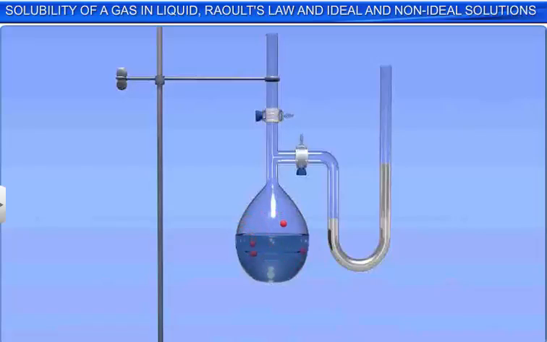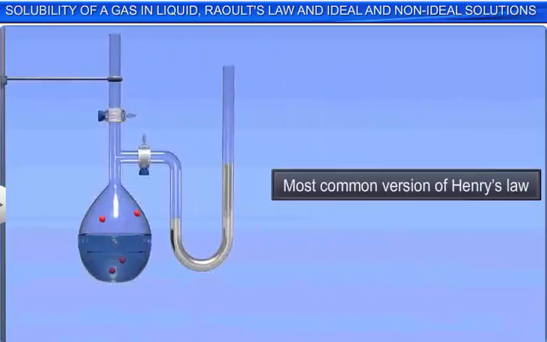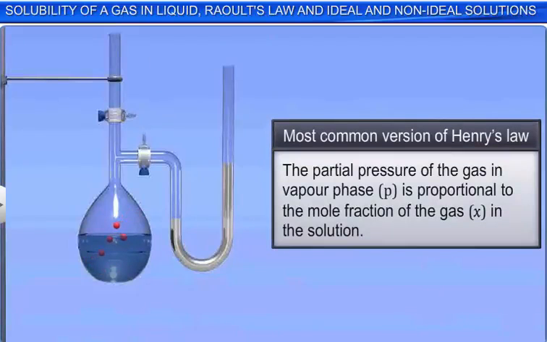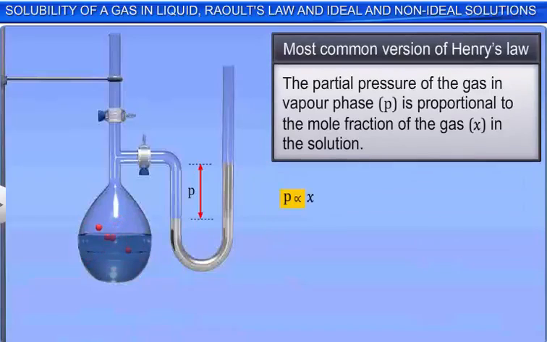However, the most commonly used version of Henry's law is: the partial pressure of a gas in vapor phase, P, is proportional to the mole fraction of the gas, X, in a solution. Mathematically, it can be represented as P ∝ X, or P = KH X, where KH is the Henry's law constant.